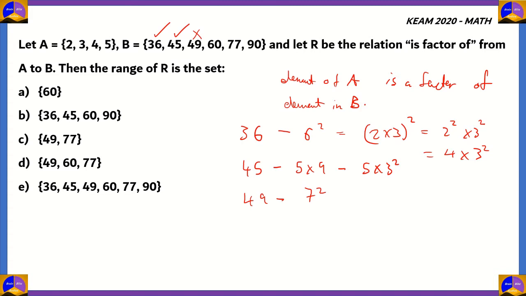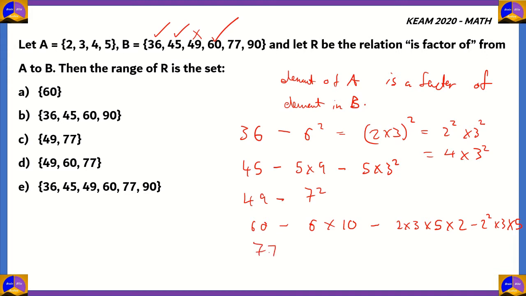Now what about 60? Well, 60 we can write as 6 times 10, which is 2 times 3 times 5 times 2. So basically you have 2 squared times 3 times 5 as the expansion of 60. So 60 has factors 2, 3, 4, and 5. So therefore 60 belongs to the range.